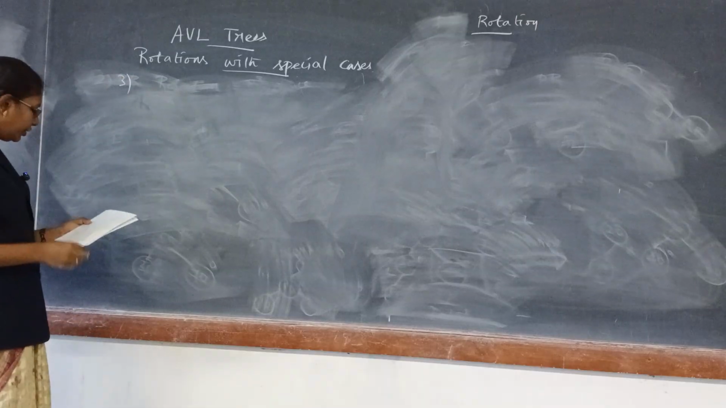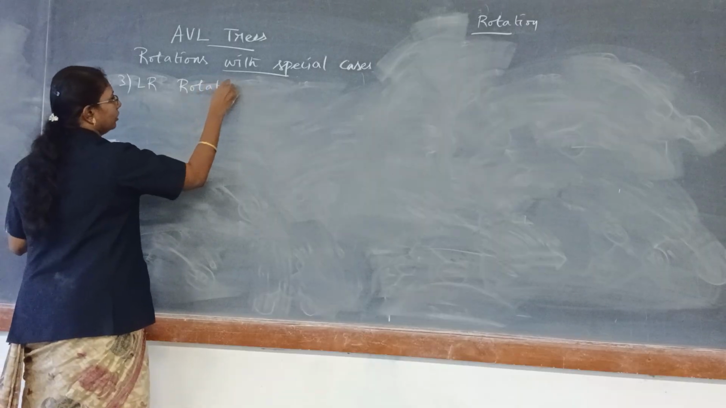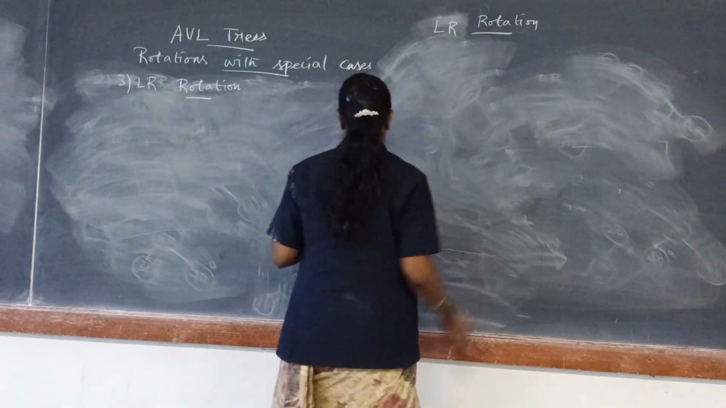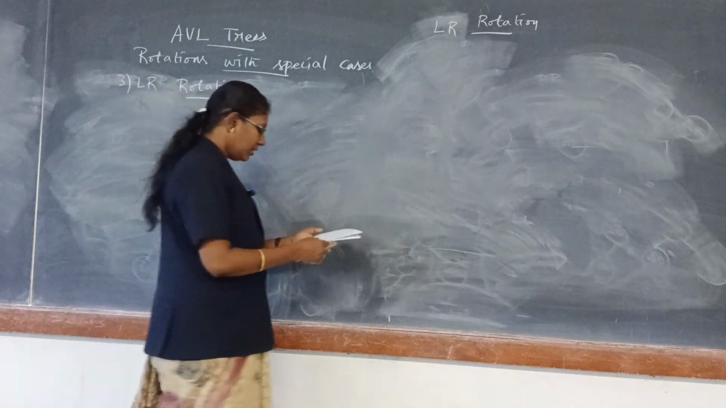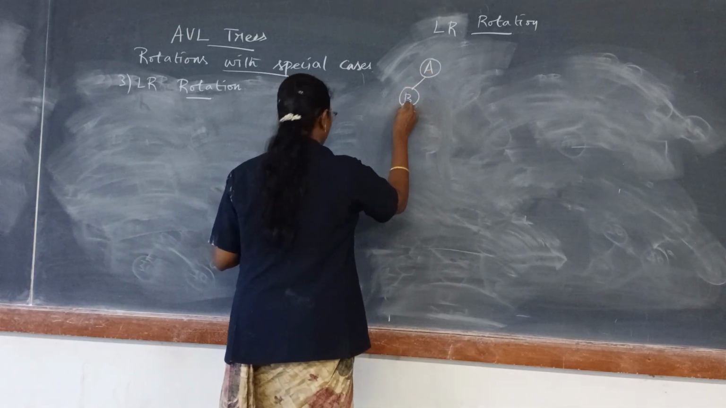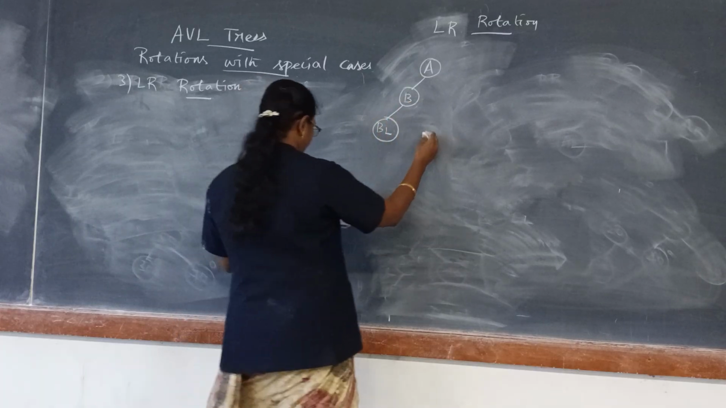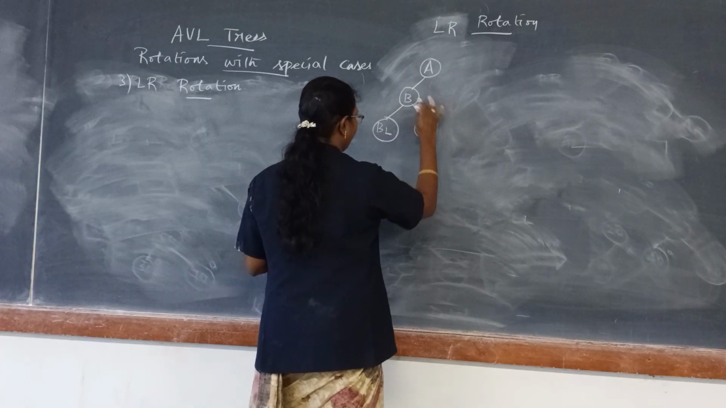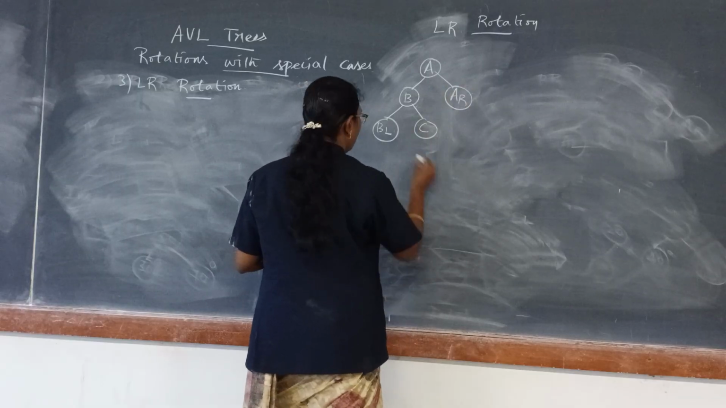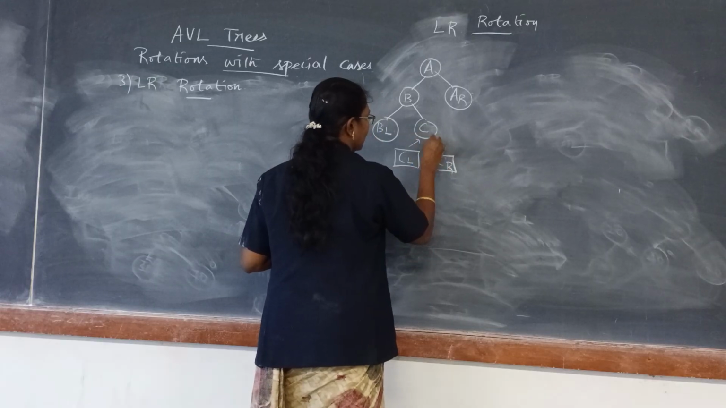The third one I'm going to explain is LR rotation. For this, the schematic diagram is like this. A is the root node and B is the left child, and BL is the left child of B, and here C is the right child of B, and AR is the right child of A. Now I can insert CL or CR to this C.